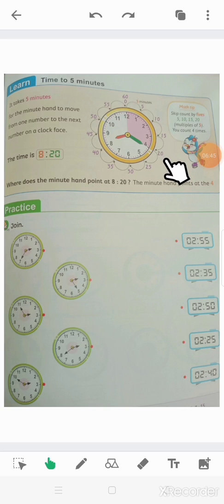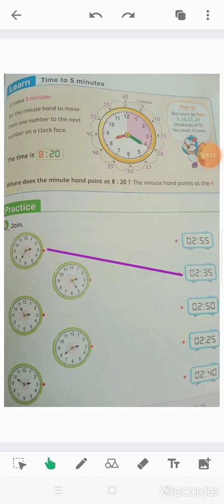4 by 5 is 20. So I'm going to skip count by 5s, or use multiples of 5. Okay, let's solve this one. Look here, 7 by 5, what does it equal? 35. So it points to 35. Again, look at the minute hand.